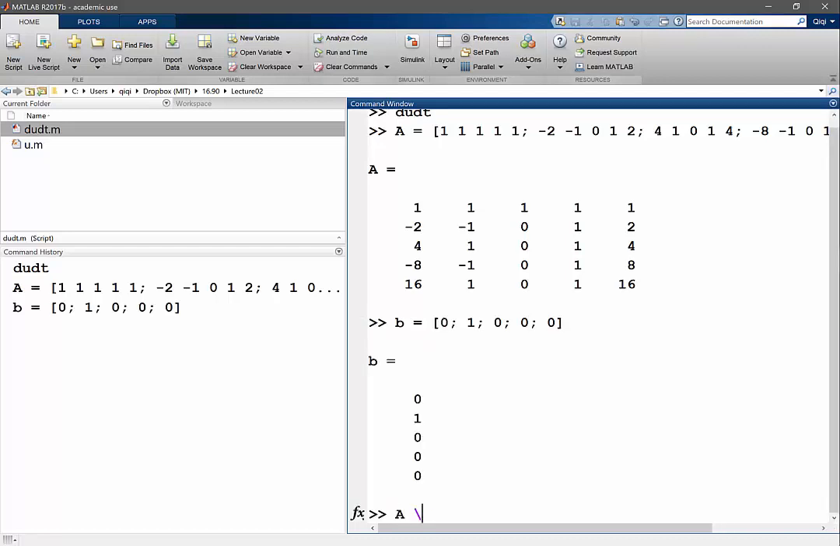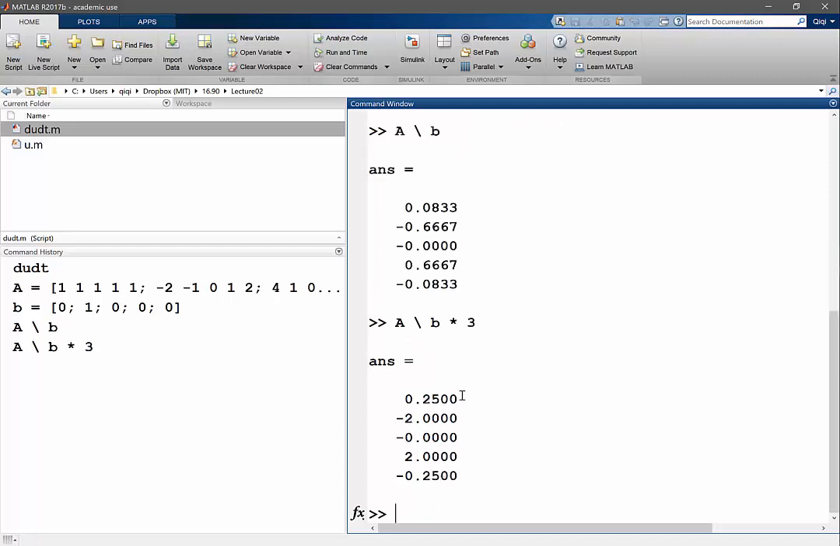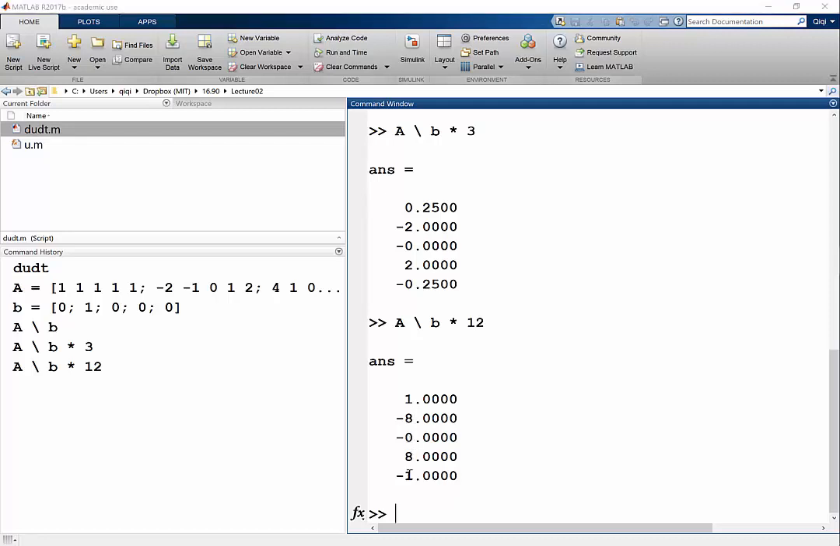So the historical moment arrives when I do A\B. So what do I get? I get a bunch of like 3, 3, 6, 6, 7, 6, 6, 7, 3, 3. That intuitively should be something divided by 3, right? Let's see, if I multiply by 3, okay, I get 0.25. That means I should actually multiply by 12. So I get 1, -8, 0, 8, -1. So I have the scheme, okay?